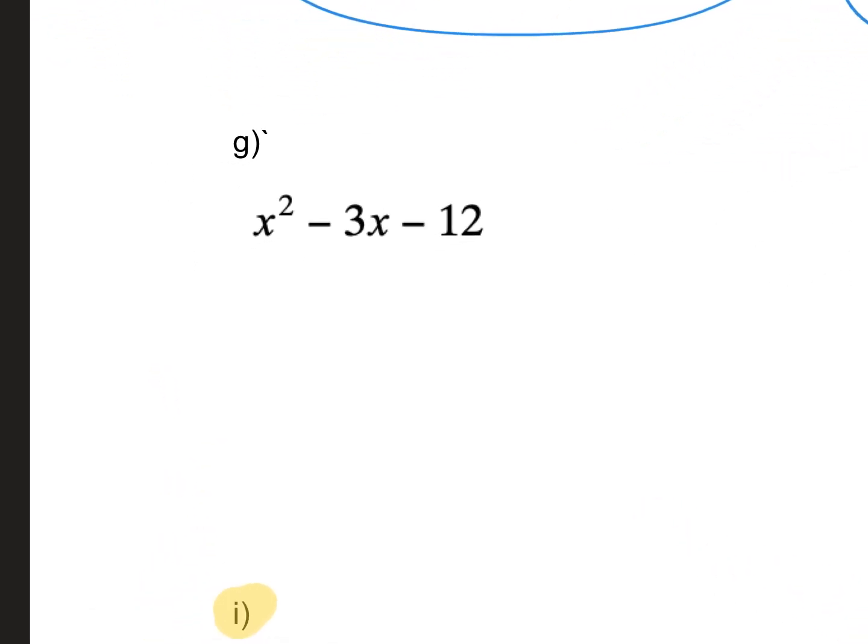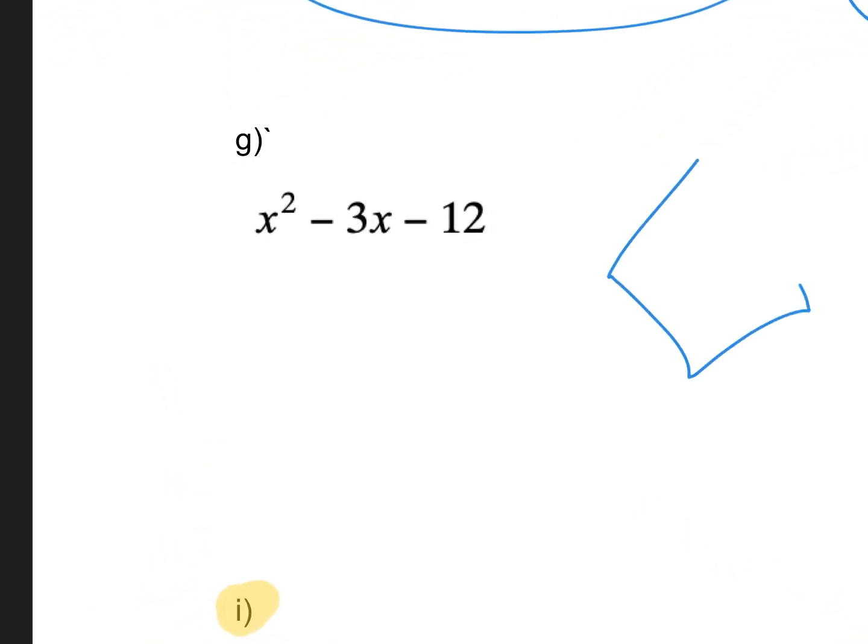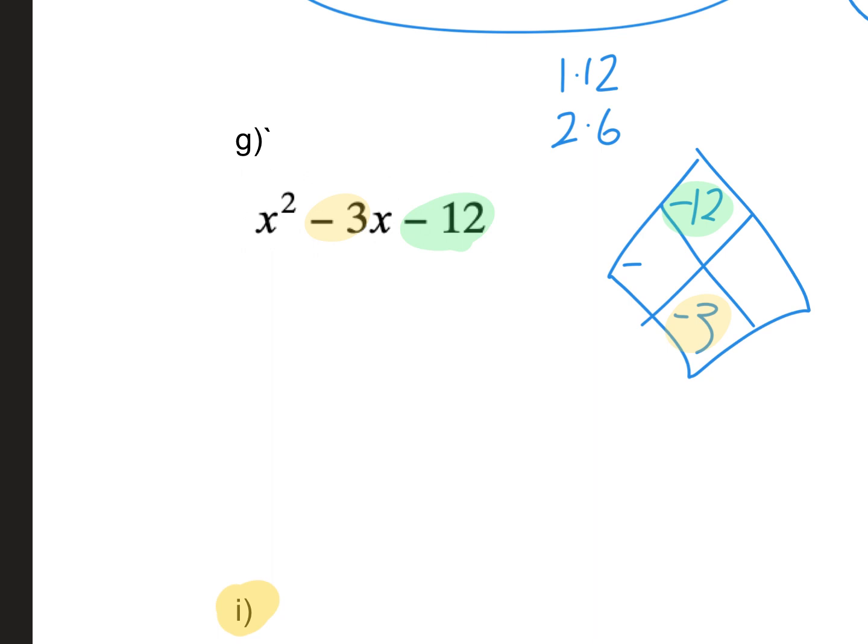Alrighty, problem G. We have a product of negative 12 and a sum of negative 3. So, sum of negative 3, product of negative 12. If our product is negative, what does that mean with our two factors? One is negative and one is positive. So let's list out these factors. 1 times 12, 2 times 6, 3 times 4.